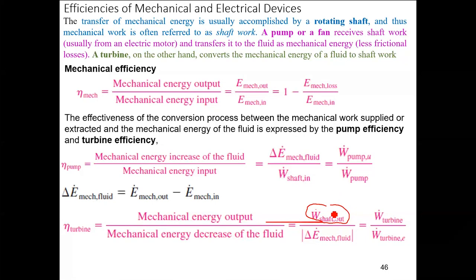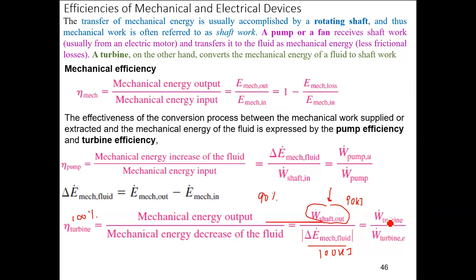So work shaft out means the energy. This is the input, that means the energy extracted out of the fluid. If your turbine is an ideal turbine, let's say the efficiency of the turbine is 100%, that means whatever energy is extracted out of the fluid would be provided in rotating the shaft. Clear? Yes, sir. But in case it is not ideal, say it's a 90% efficiency turbine, and the energy extracted from the fluid is 100 kilojoules, the energy transferred to the shaft would be 90 kilojoules. Clear? Yes, sir.